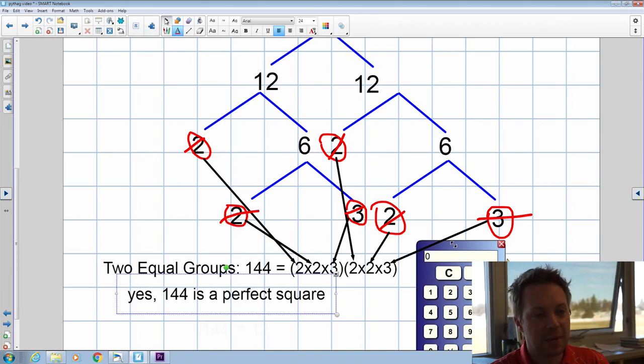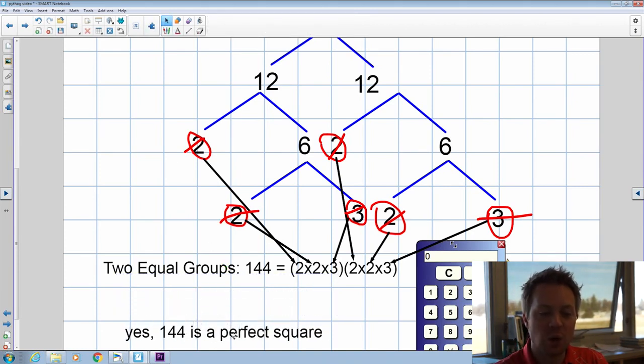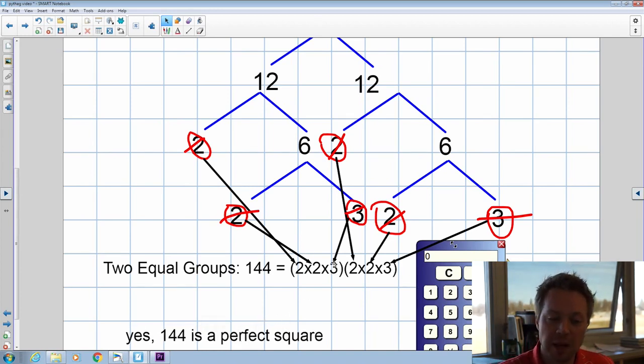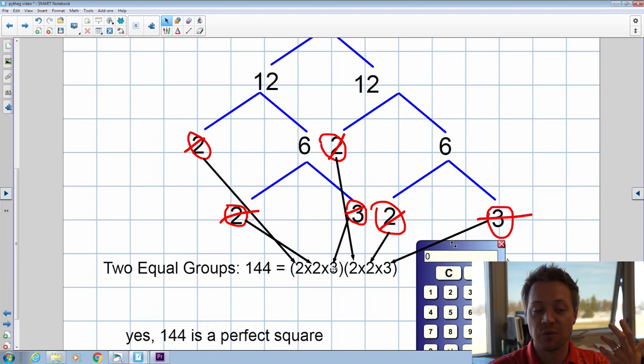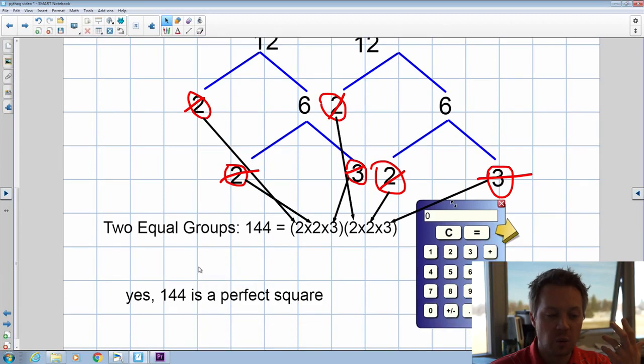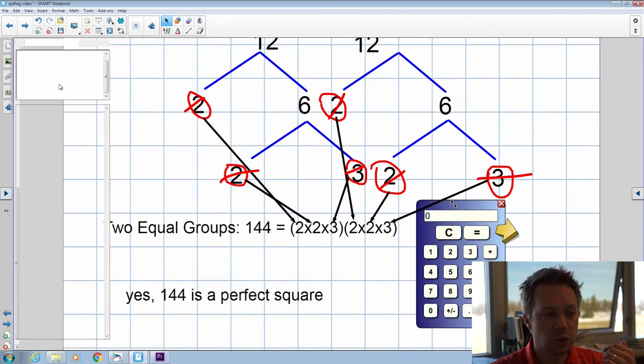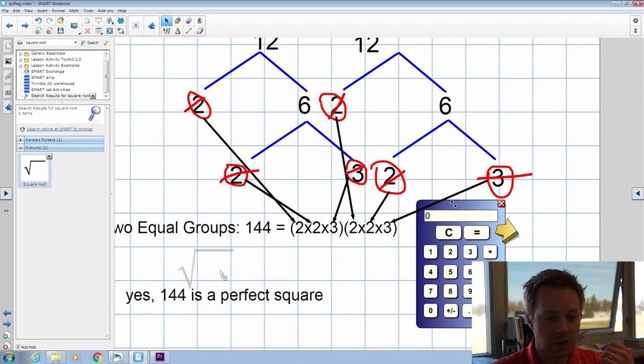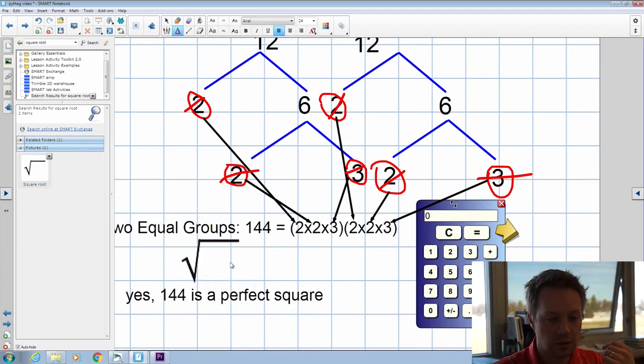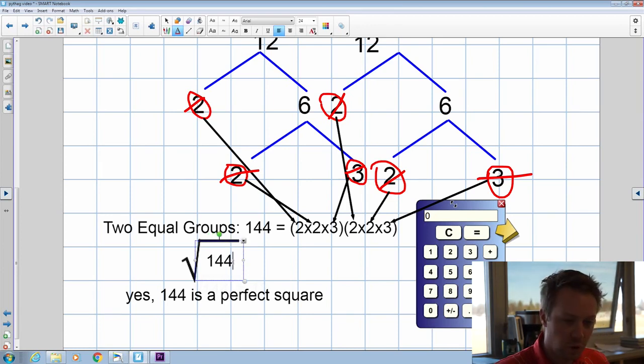Now let's just take that a step further. If I want to go ahead and find out what the square root is of 144, I can go a little bit further and just multiply out one of these groups. Okay, so I've got two groups, but if I just multiply one of them out, what I'm going to wind up with is the square root of 144. So 2 times 2 is 4, and then 4 times 3 is 12. And the way we write that is the square root of 144 is equal to 12. So here we go, square root of 144 equals 12. As simple as that.